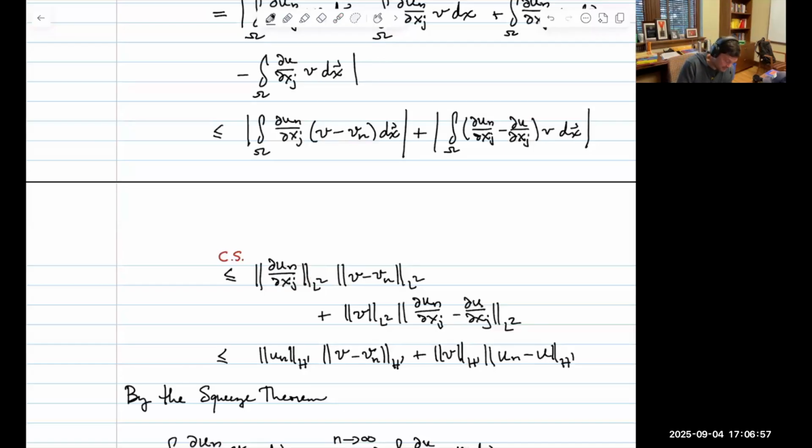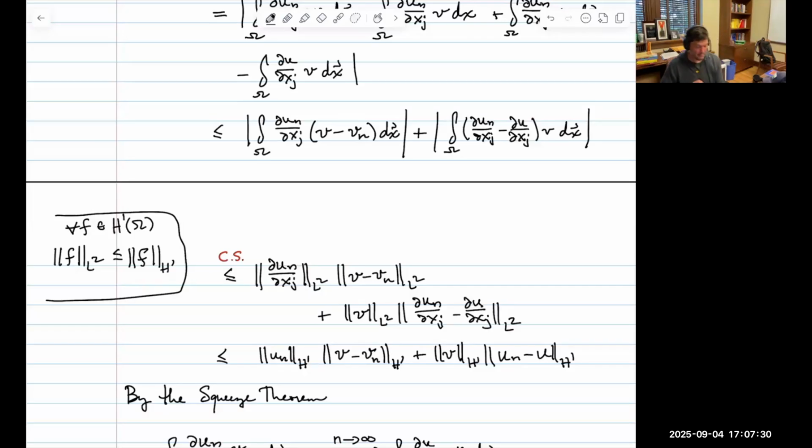So, by the way, for any function that's in H1, if I look at the L2 norm, that's always beaten by the H1 norm. Why? Well, because this H1 norm has the L2 norm already built into it. So this always is the case. I always can dominate it, as long as f is in H1 to begin with.